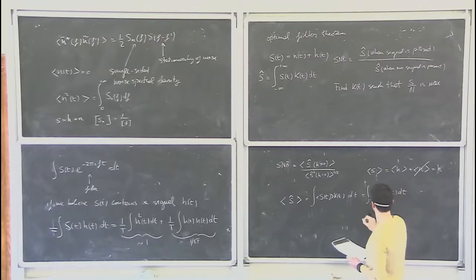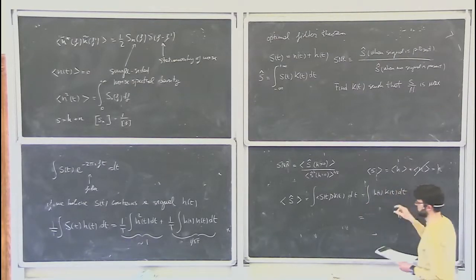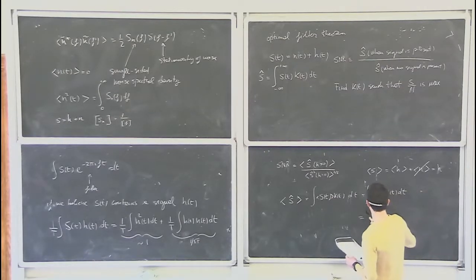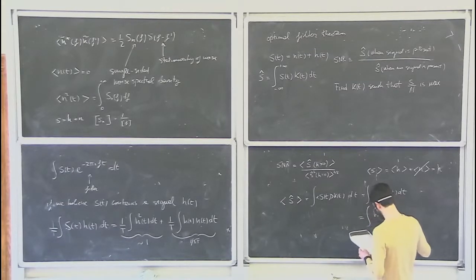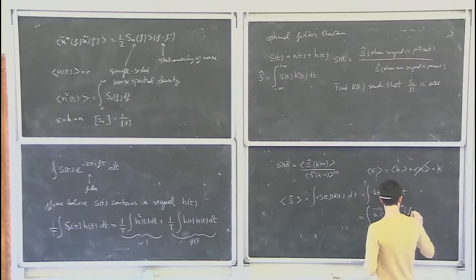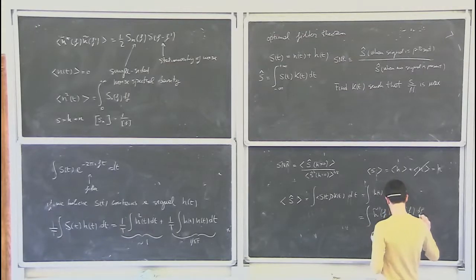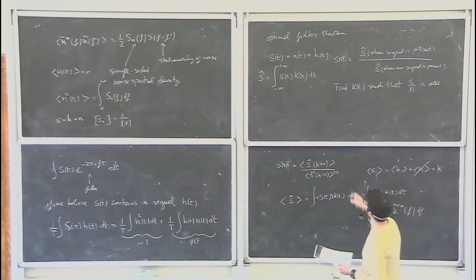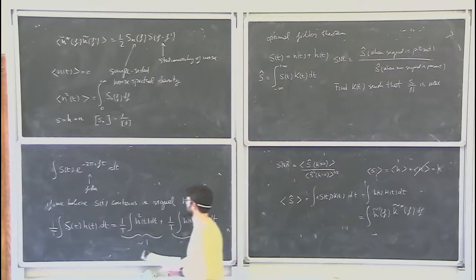And then I can use what is called the Parseval theorem, or simply the definition of the Fourier transform and the representation of the delta in terms of sines and cosines, and this becomes the integral of h tilde of f, the Fourier transform, times k tilde star of f. And this is my numerator. So I now want to compute the denominator. Let me erase here.